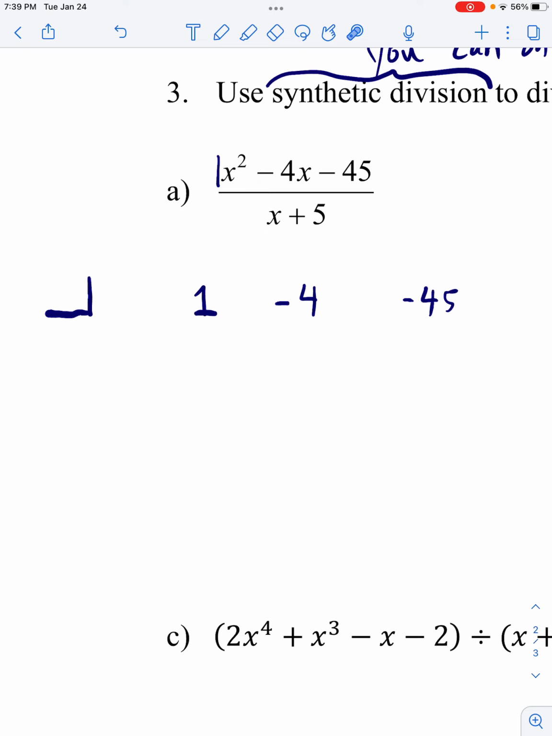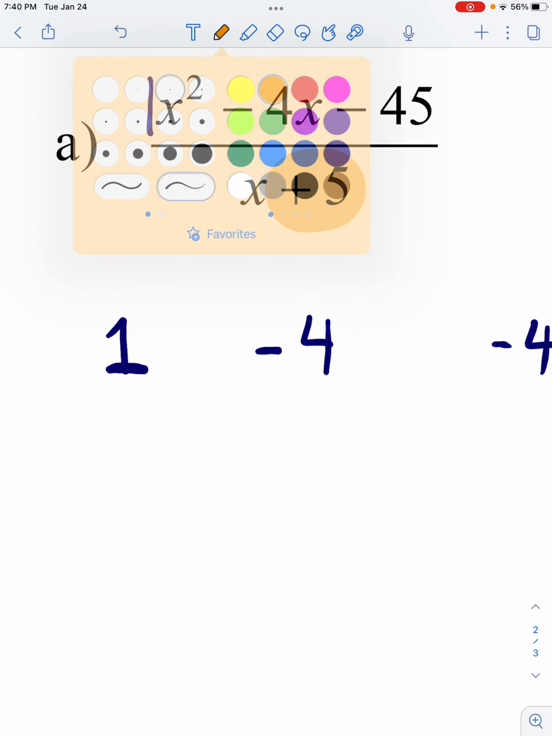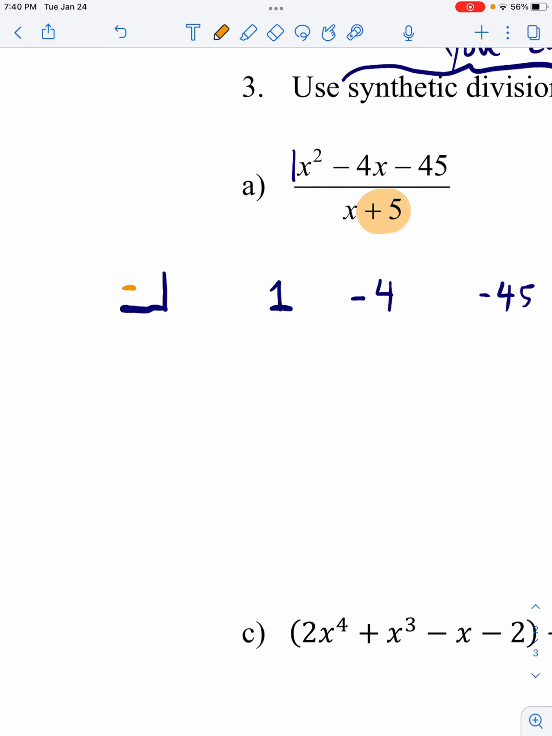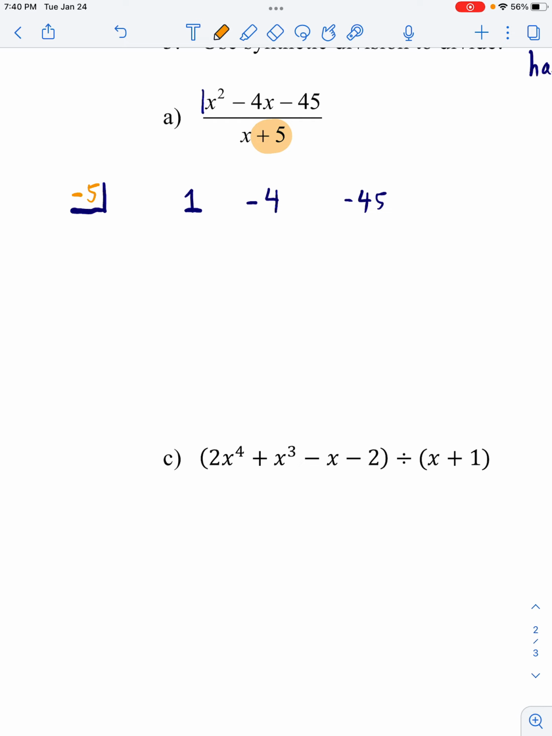In that box, you go down to your divisor and look at the constant term. Here it's +5. What you do is you write the opposite of that number in the crow's nest, so -5. Then you draw a little line, leave a little bit of space, and draw a little remainder box. The number that's left over at the end in here is your remainder. So this is going to be the remainder box.